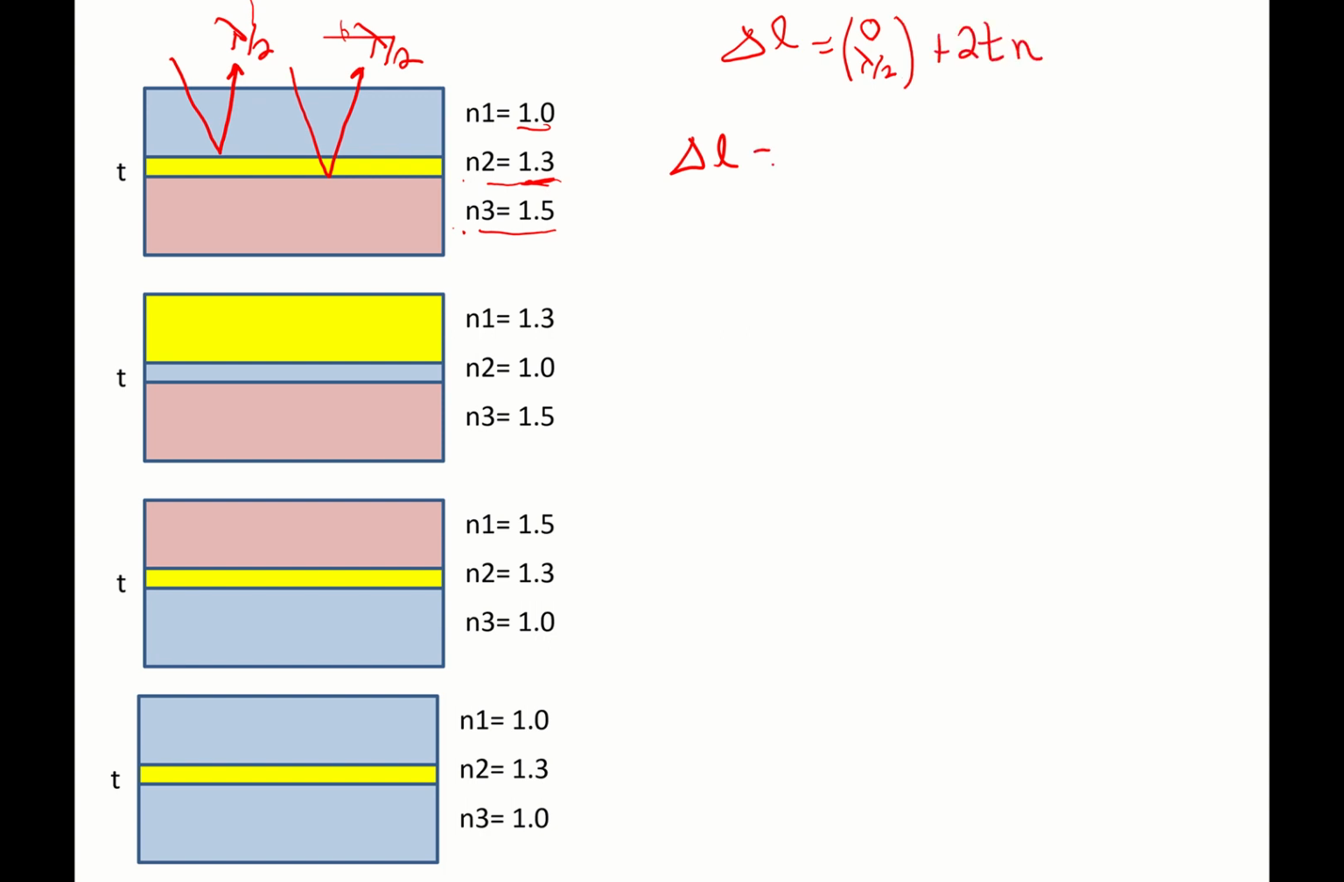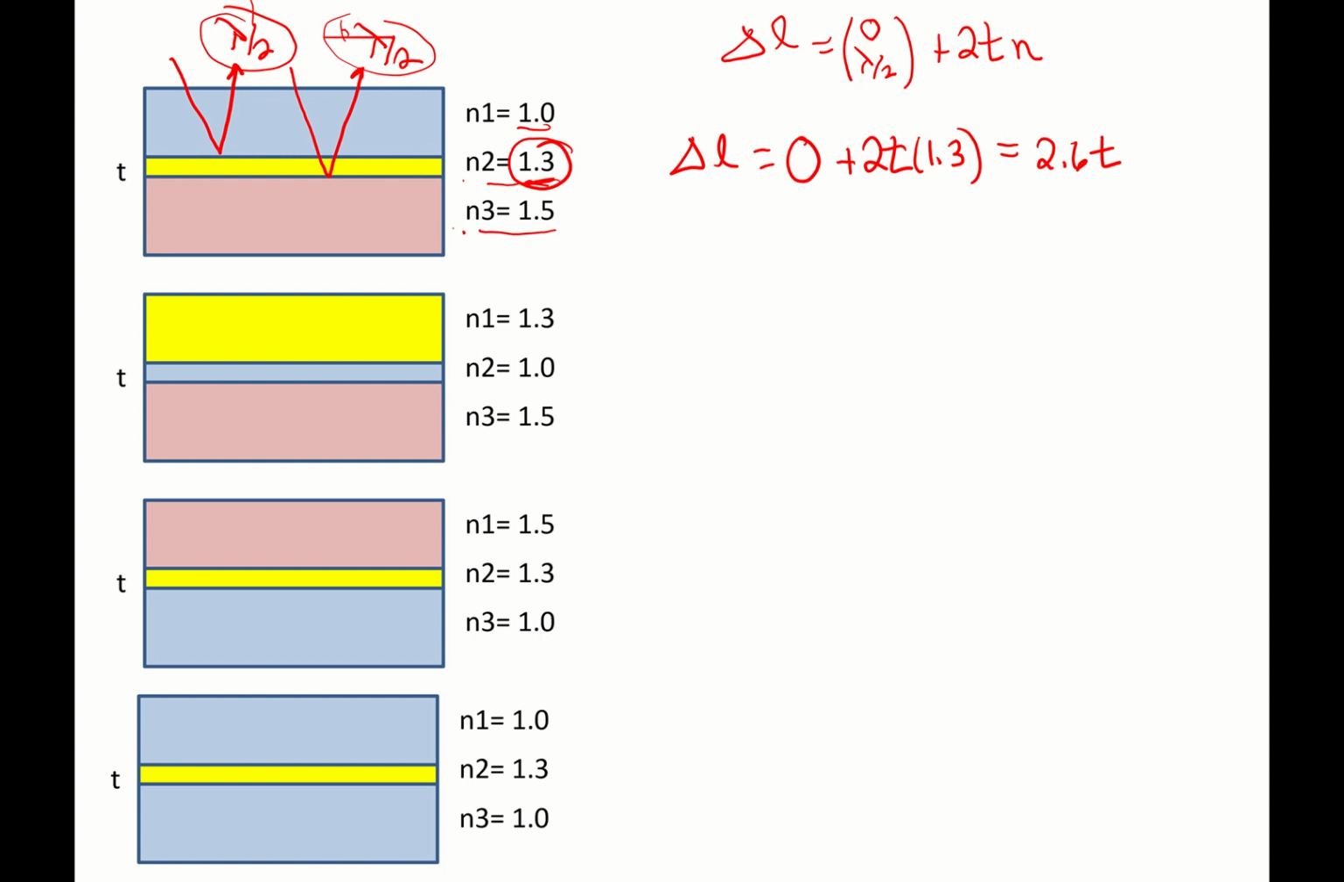So my delta L in this case is going to be 0, because they both shifted by the same amount and are still in phase, plus 2t times the index of refraction of the film, 1.3. So my path length difference is just 2.6 times t. Then I'll set that equal to either m lambda or m plus a half lambda, depending on whether the problem's asking for bright or dark.